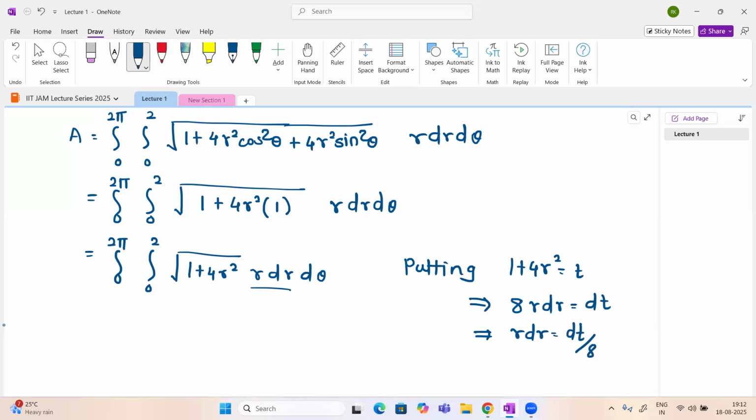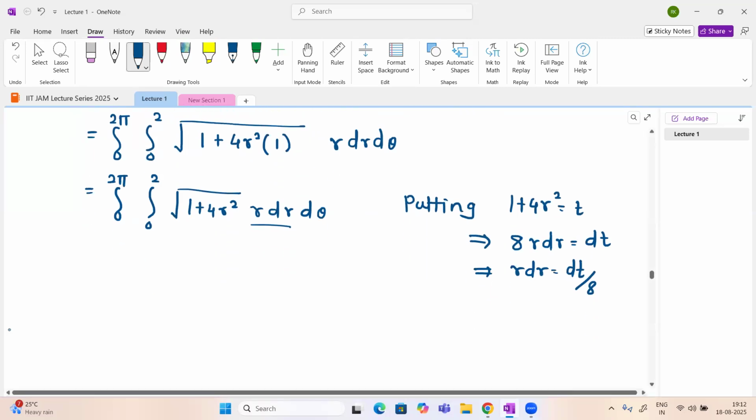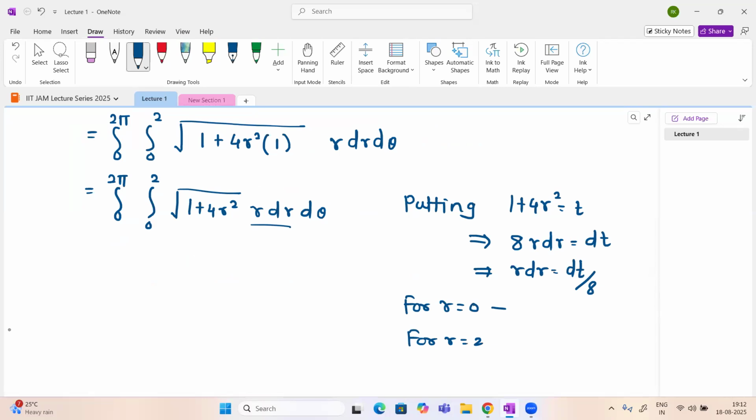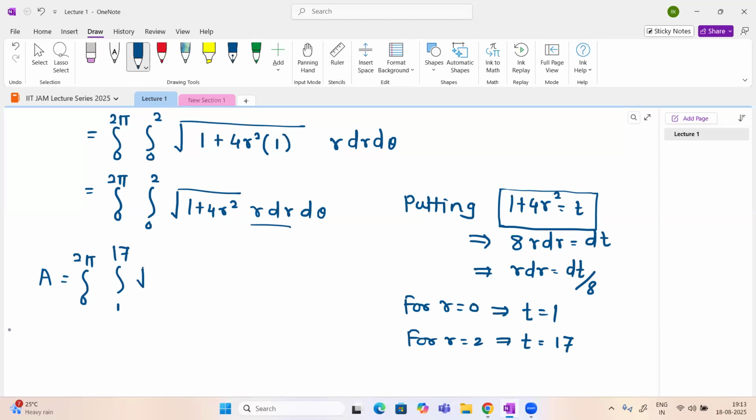What is the next task? The limits. The original limits of r are 0 to 2. If I put r equal to 0 in this equation, what will be the value of t? 1. And if I put r equal to 2, we get 17. So the integral is theta from 0 to 2 pi, t from 1 to 17, root t, where r dr means dt by 8, d theta.